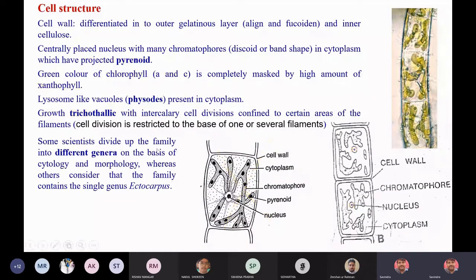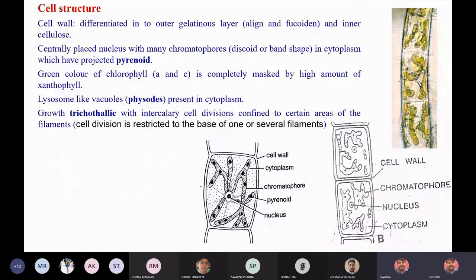Scientists divide up the family into different genera. बहुत सारे साइंटिस्ट ने बोला है कि yes, there are different genera, but at present, most of the phycologists believe that Ectocarpus is the lone genus of family Ectocarpaceae.